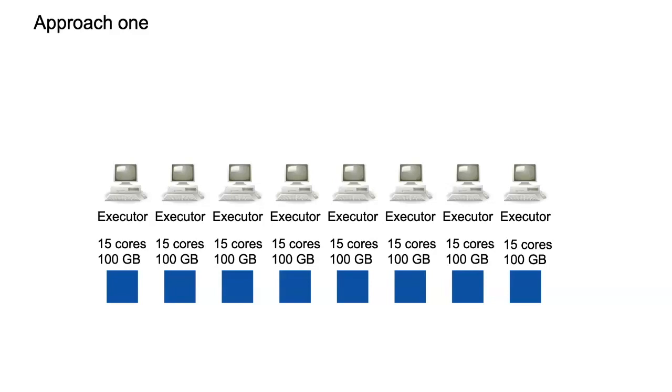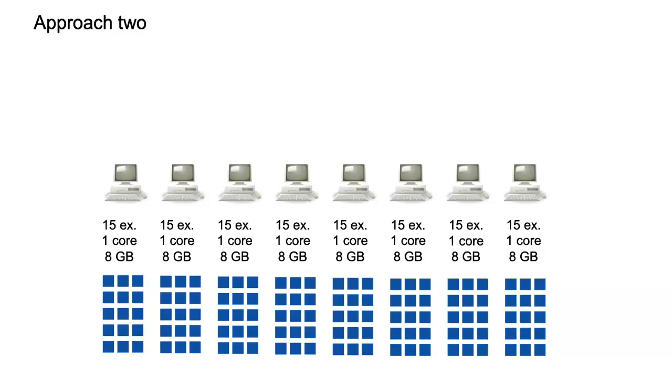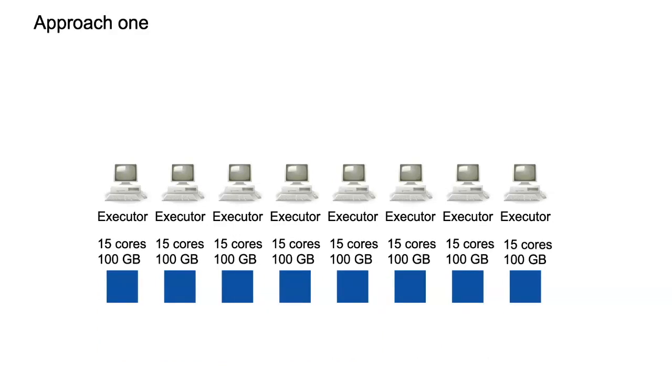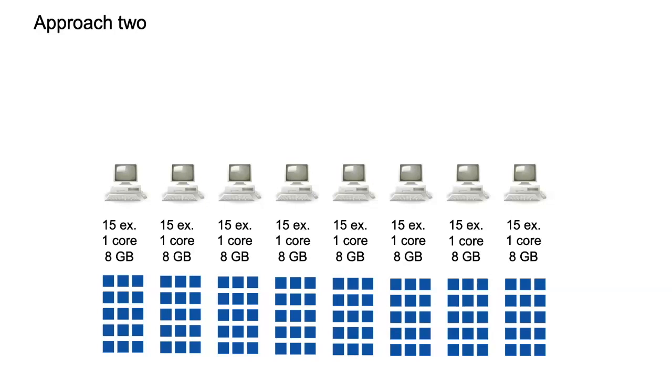And then I have one executor per machine. That's approach number one. There's the opposite extreme approach where I have one executor for each core. So now I have 15 executors per machine, one core per executor. And then I must allocate less memory, of course, 8 gigabytes. 8 times 15 is normally 120, so I'm still below the total amount, right? Maybe with a bit less air. I could have done 7 gigabytes or 7.5 gigabytes, all right?